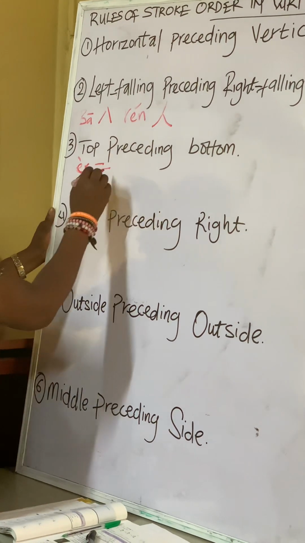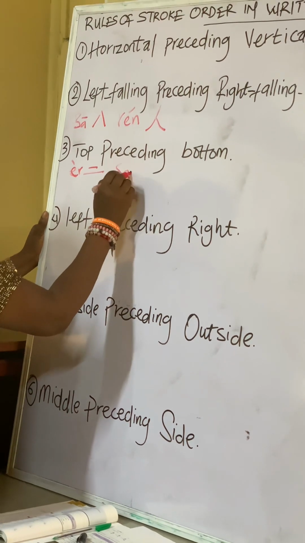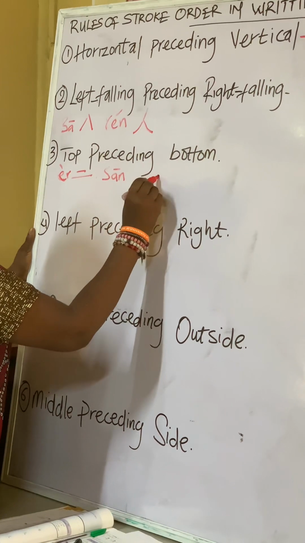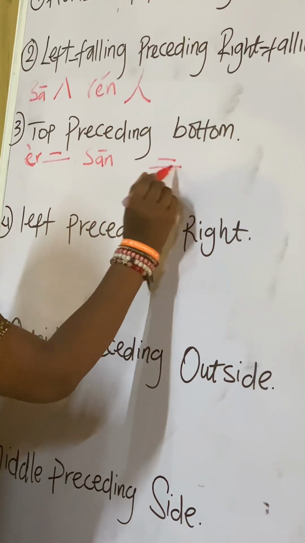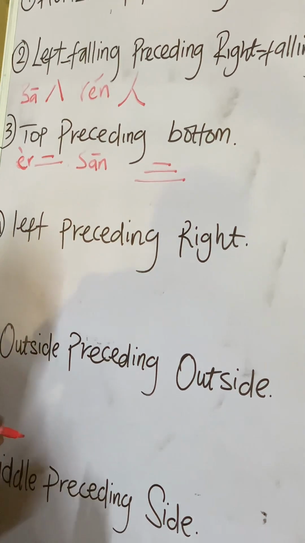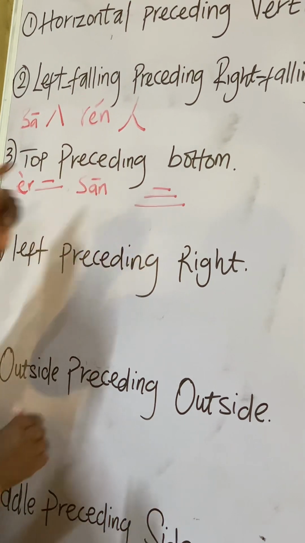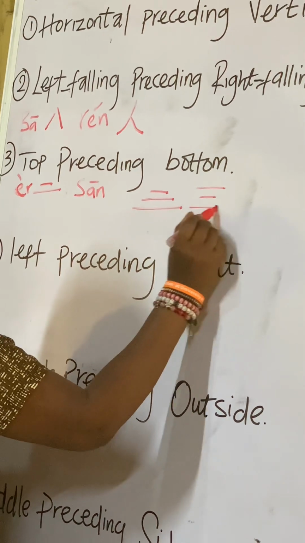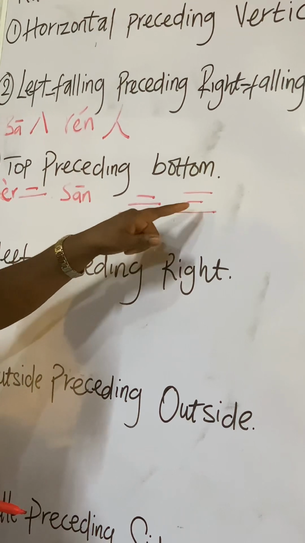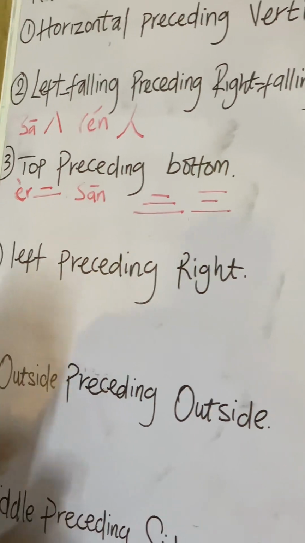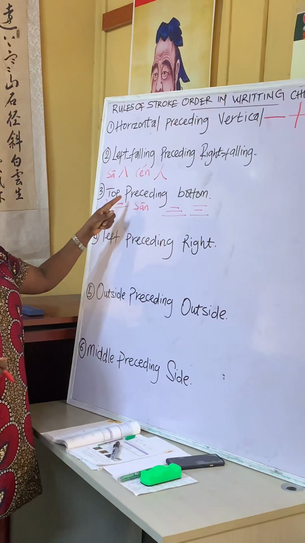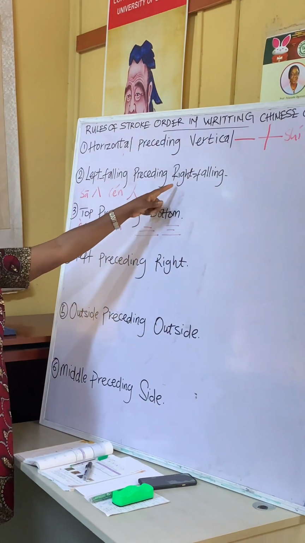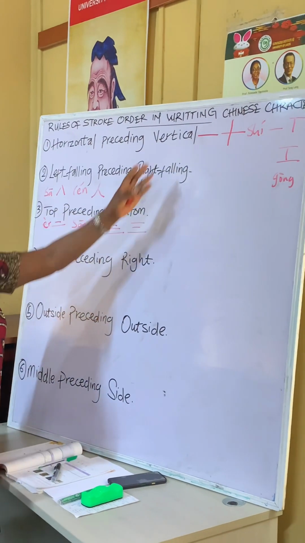Then another example is when you're writing sān. Sān is three in Chinese. So we have héng. You can write it like this, or you can also write it like this, héng. Then the one inside will be the smaller one. This is top before the bottom, the left before the right, and horizontal before vertical.